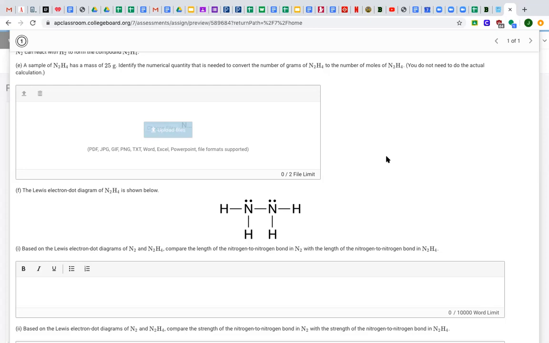Okay, so what do we think here? What's the value we're going to need? Okay. So you're going to need the molar mass of the molecule, which is the sum of the molar mass of all the constituent elements.